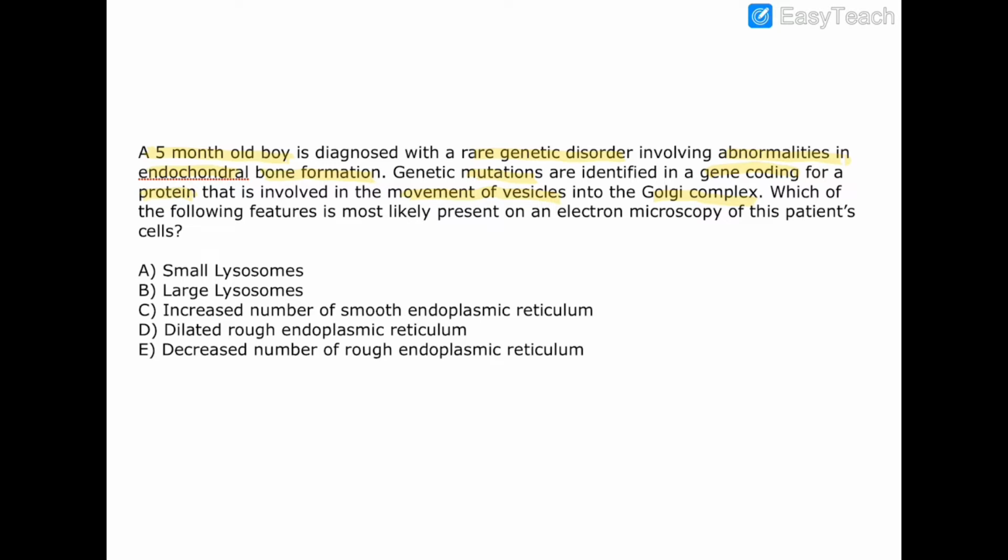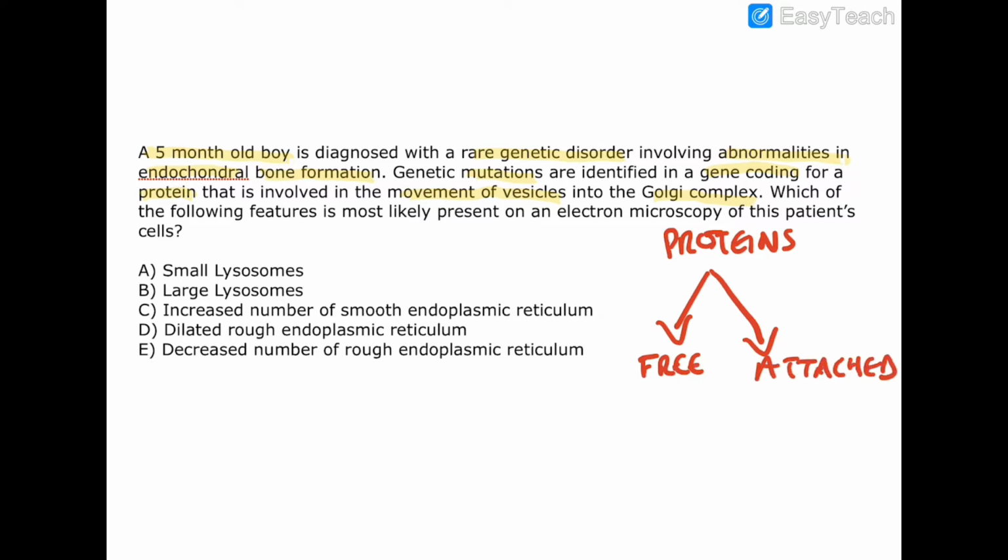Let's take an approach to this. If we have to think about proteins, okay, we have proteins, they are synthesized in ribosomes. Now we have two types of ribosomes. We have free and we have attached. Now where are the attached ribosomes? Okay, the attached ribosomes are found in the rough endoplasmic reticulum. Okay, the free ribosomes are floating in the cytoplasm, right?